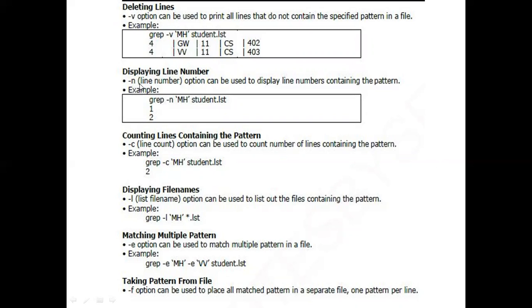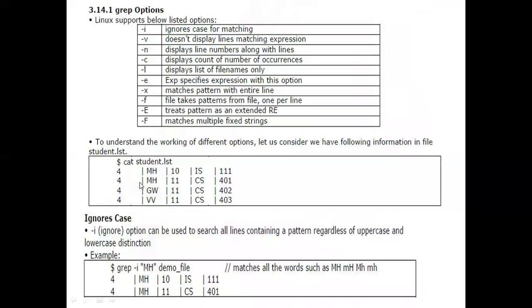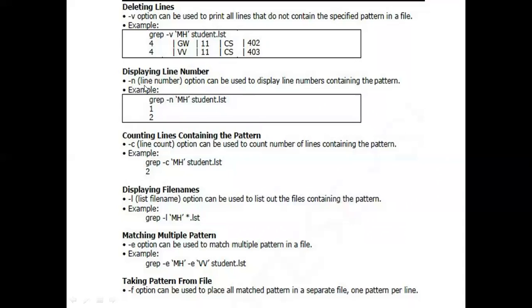The next option is -n. The -n option can be used to display line numbers containing the pattern. As you can see, if I am searching for the mh pattern in this particular file, the line numbers in which the mh pattern is present are 1 and 2. So it will display the line numbers 1 and 2.